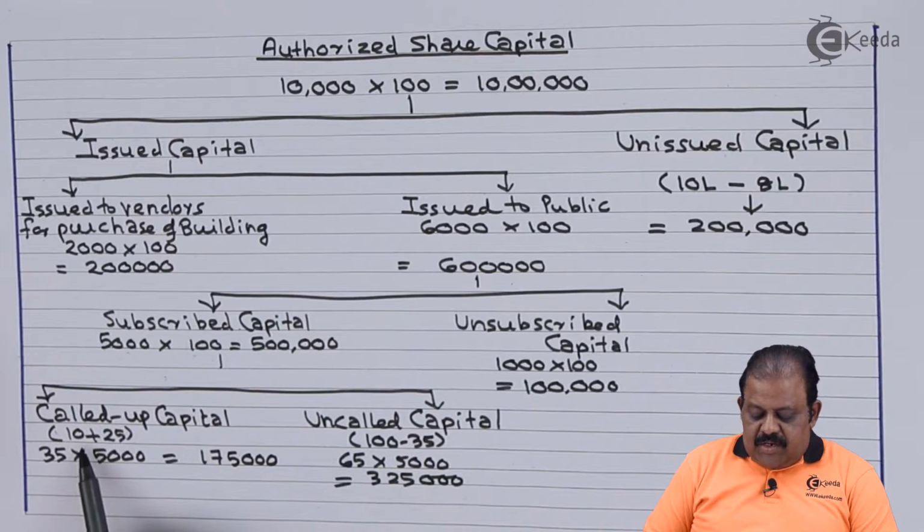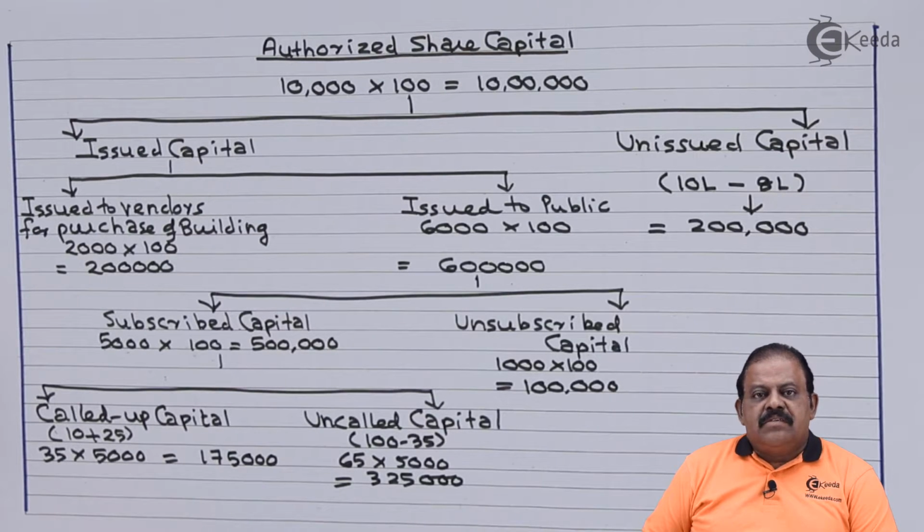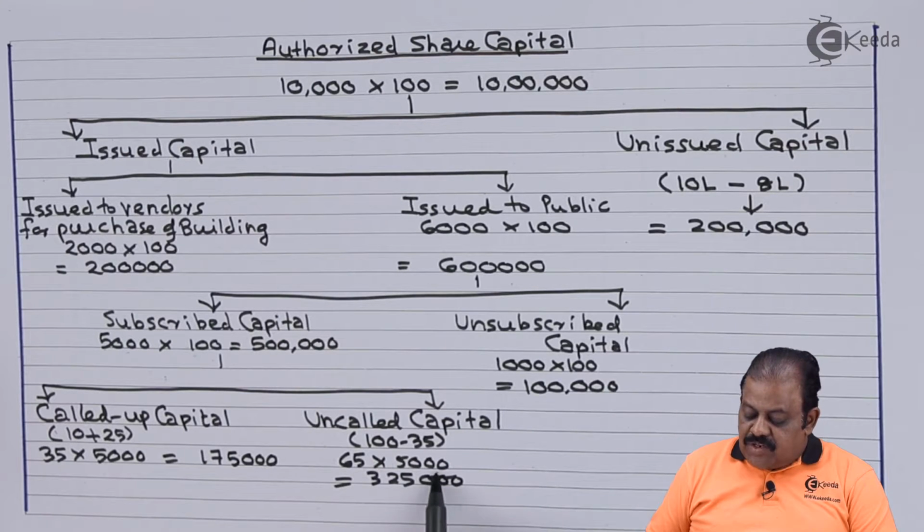The company has so far collected application amount of 10 rupees and allotment amount of 25 rupees. On 5,000 shares, total 35 is called up capital per share, which comes to 1,75,000. The company is still to call the balance 65 rupees per share on 5,000 shares, which comes to 3,25,000. This is uncalled capital.